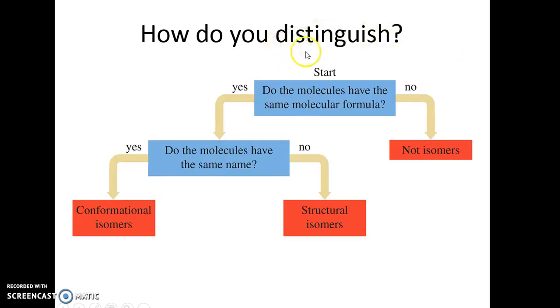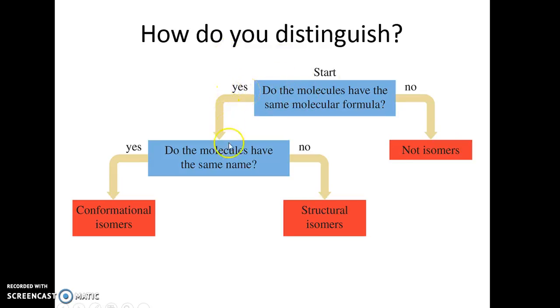So how do you distinguish between structural isomers and conformational isomers? There's a little decision tree that will help you here. Do the molecules have the same formula? If they have different numbers of carbons or hydrogens or any other atom, they are not isomers. We will say they're unrelated or not isomers.